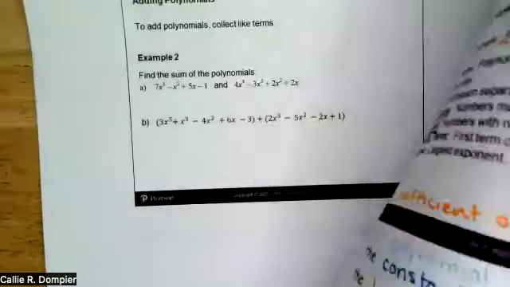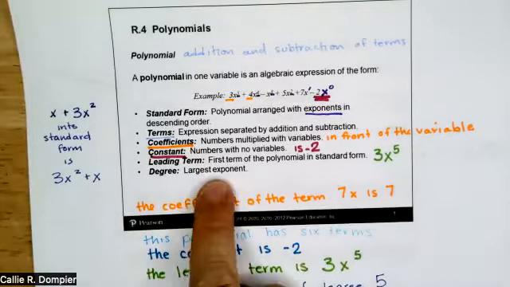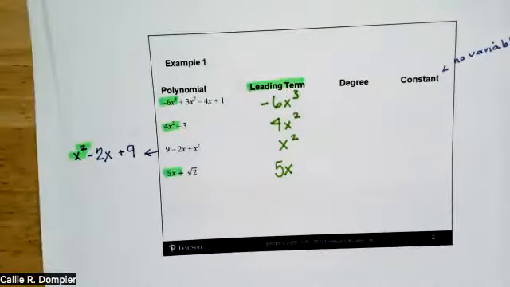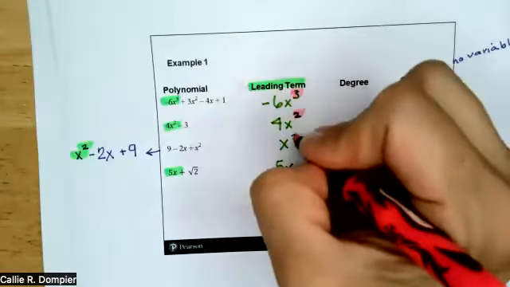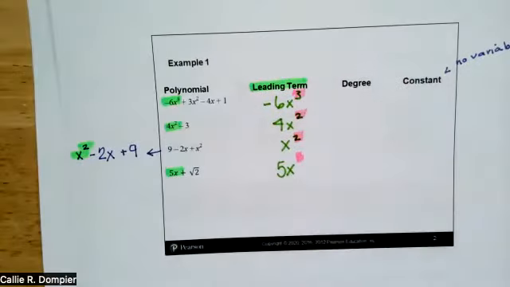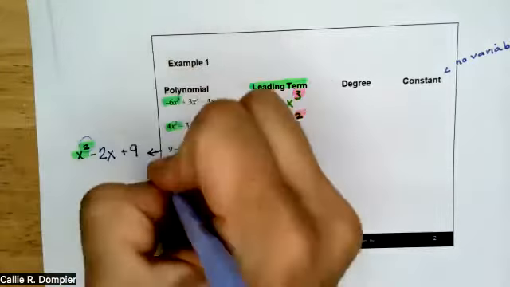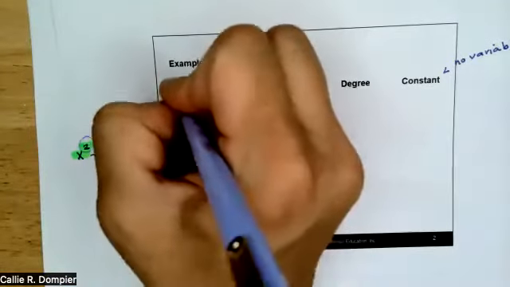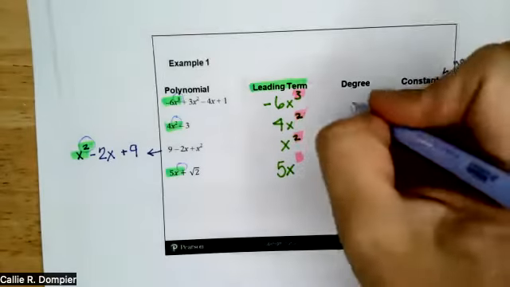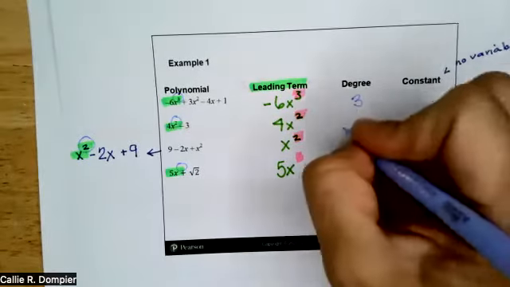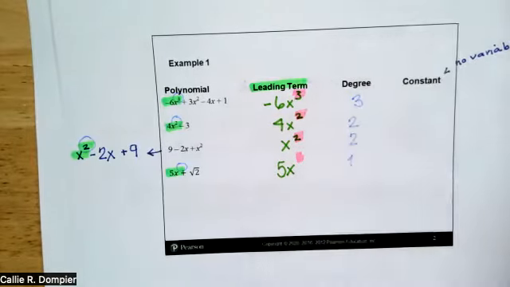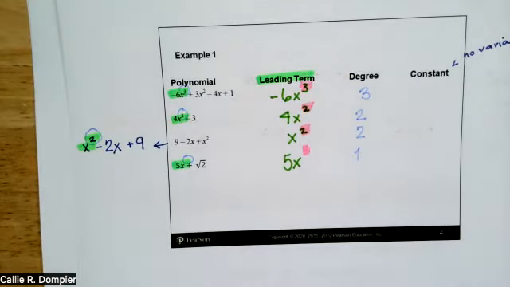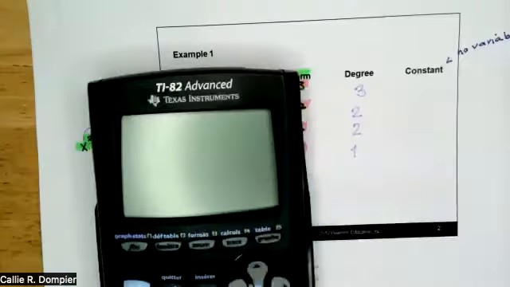All right, degree. If we look back at what degree means, the degree is just the largest exponent. If it's in standard form, it's going to be this number, right? The highest power of the leading term. Understood? Good. So this is a 3rd degree polynomial. This is a 2nd degree polynomial. Also a 2nd degree polynomial, and this is a 1st degree polynomial, because anything raised to the 1st power is itself.